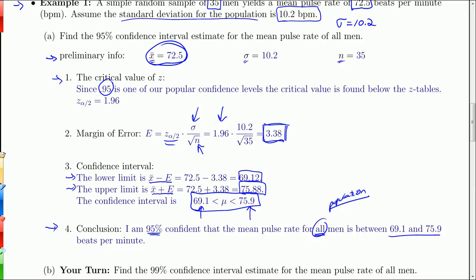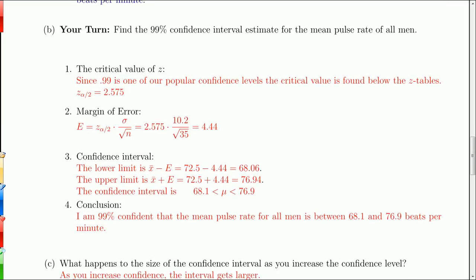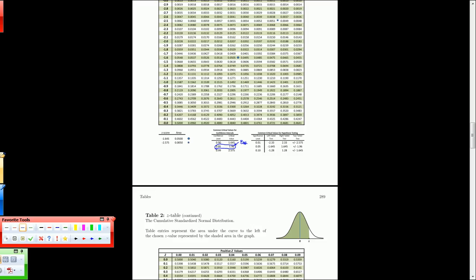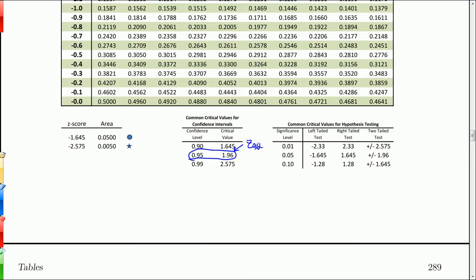And in the your turn problem, it's the same problem, only I want you to find the 99% confidence interval estimate. So we start off with the critical value of z. Since 0.99 is one of our popular confidence levels, I go here, and it is. Now I'm at the 0.99 confidence level, so my critical value got a little bigger, to 2.575.